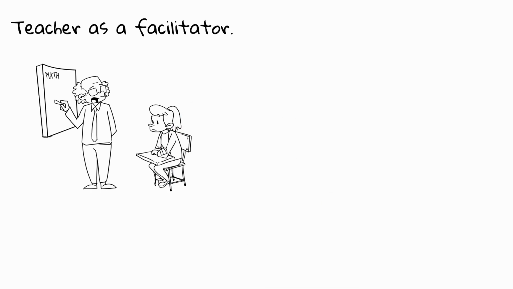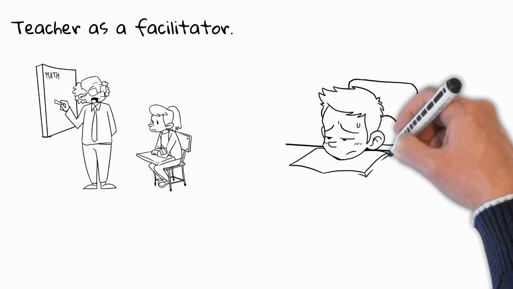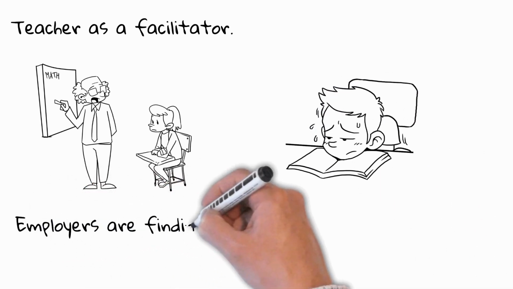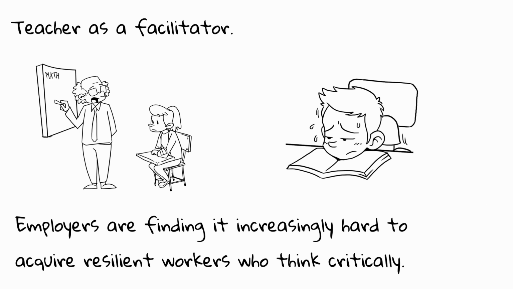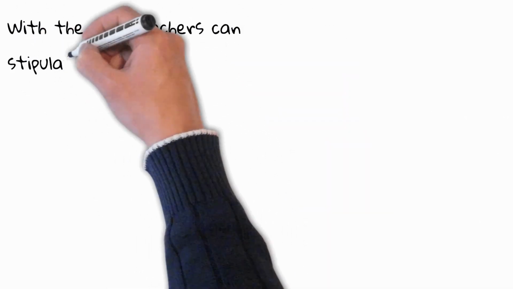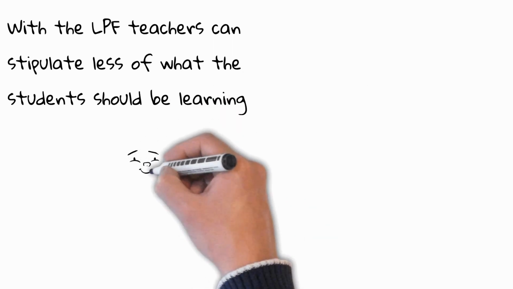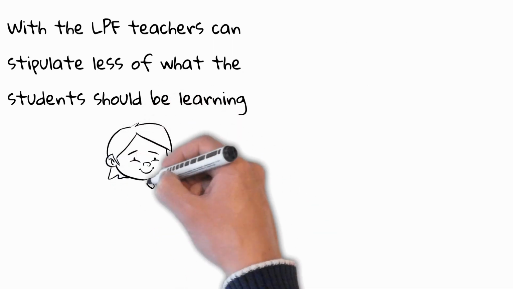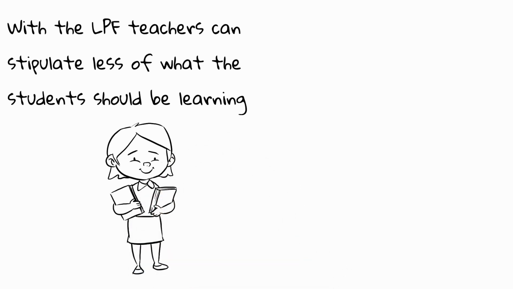As a result, students today have become lazy, often waiting for teachers to tell them what to do and spoon feed it to them. Employers are finding it increasingly hard to acquire resilient workers who think critically. With the LPF, teachers can stipulate less of what the students should be learning and put the onus on students themselves as to what it is that they should be learning and how they should learn it. This will create student agency.